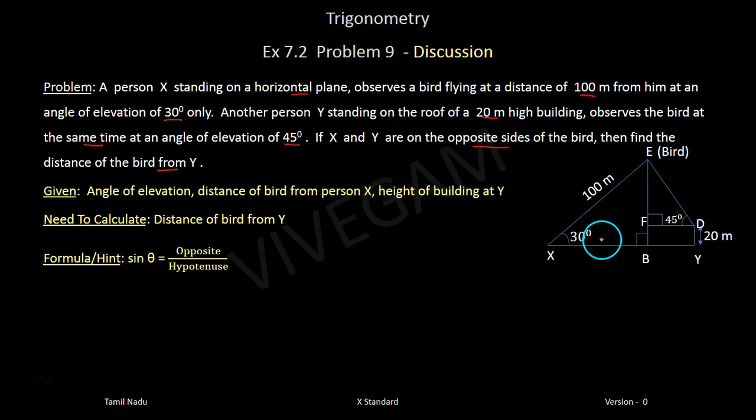And what is the formula? Sine theta is the formula. Sine 30 is opposite by hypotenuse. Sine 45 is again this opposite to this hypotenuse. So this is the formula we'll be using.